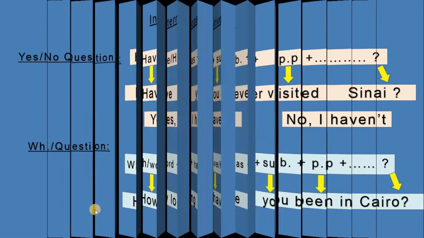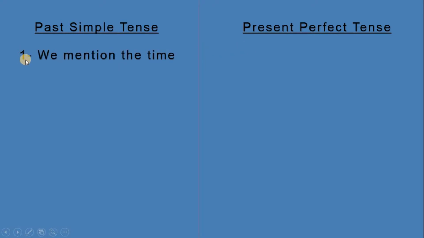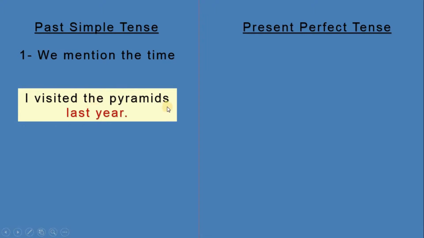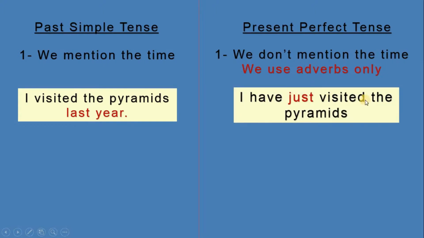Now, what is the difference between the past simple tense and the present perfect tense? ايه الفرق ما بين زمن الماضي البسيط وزمن المضارع التام؟ Number one, in the past simple tense we mention the time. بنقول الوقت. For example, I visited the pyramids last year. I mentioned last year. This is the time. Or yesterday and so on. But in the present perfect tense, we don't mention the time. We can use the adverbs only. For example, I have just visited the pyramids.